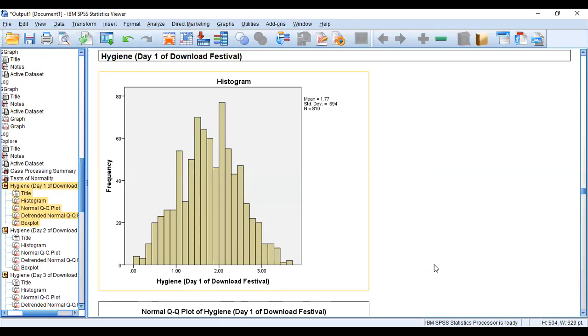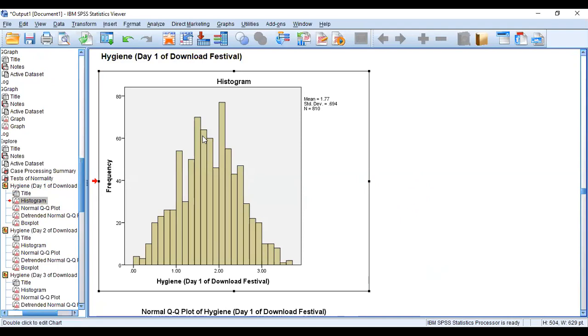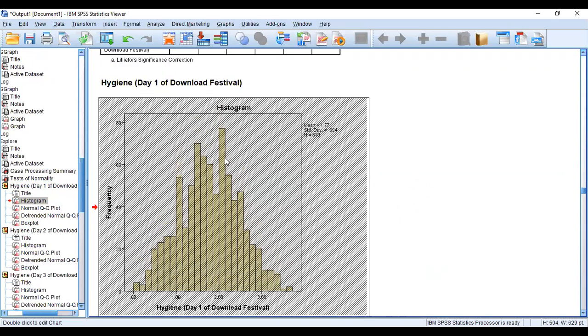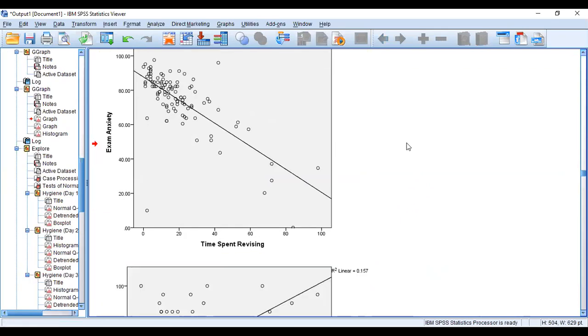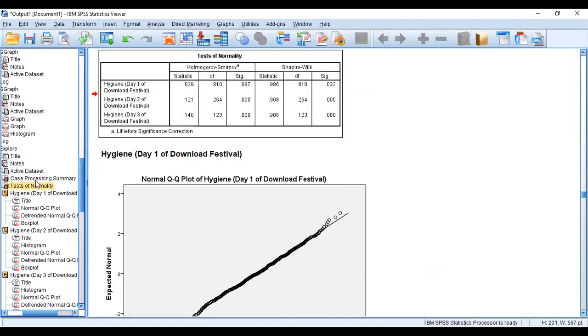There are three ways of checking the normality through the graph. This graph should be normally distributed. I will double click, and after double clicking, I will select the histogram. Again day 1, that is the test of normality, that is the graph. Through the graph we can understand.